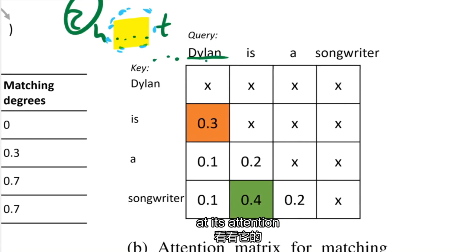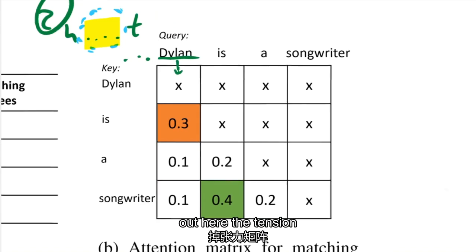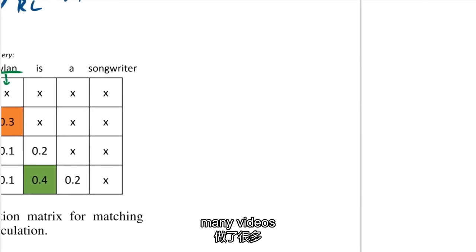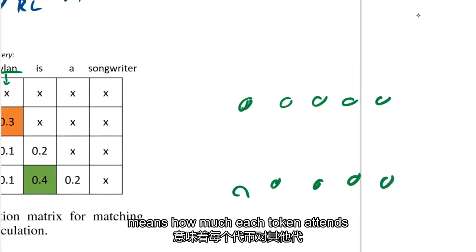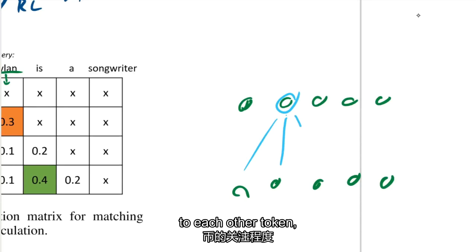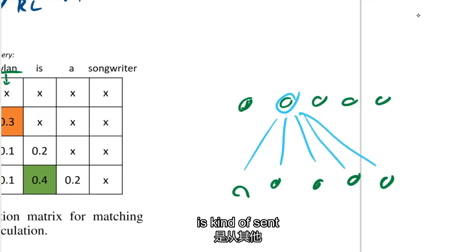Then we're going to look at its attention matrix. Now the attention matrix, I've done many videos on attention. The attention matrix basically, in a sequence, means how much each token attends to each other token, right? How much information is sent from each other token to this token right here. So this up here would be the query, and these would be the keys. The attention matrix specifies that.